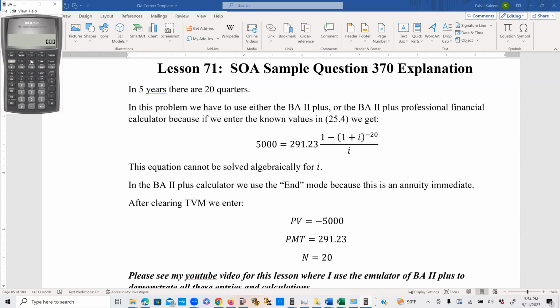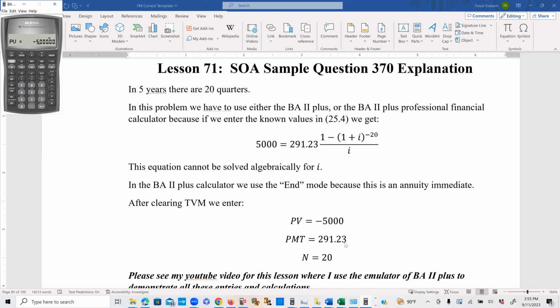Before starting calculations, we should clear any memory, and that can be done by second and clear TVM, which is the second function over the FV button. In this calculator, everything should be on the right side, that's how it is set up. So if we move this present value to the right side, it becomes negative 5,000. That's why we'll enter negative 5,000 for the present value. We first write 5,000, then this plus-minus key will put a minus, and then we hit the PV key. So present value is negative 5,000.